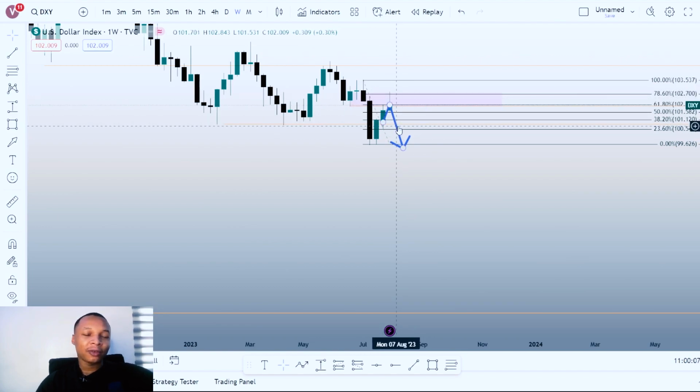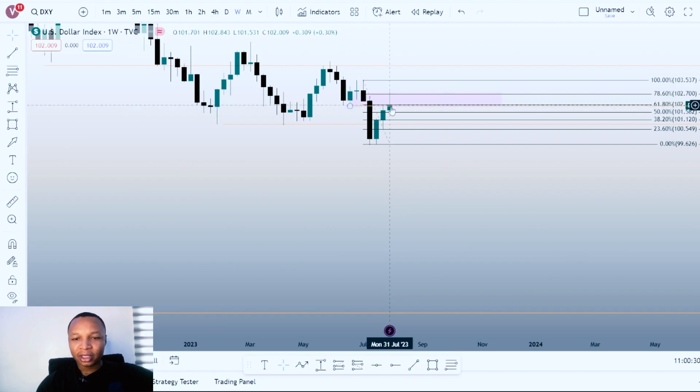That is to show you how powerful this analysis we've been doing is. Okay, so you can use this analysis for your own good, and always remember to do your own research. So we see how price is rejected off 78.6 level. So going into next week, we're looking for a further collapse of the dollar.